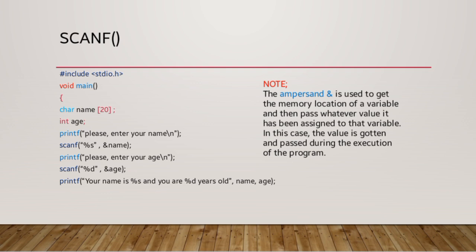And what is the final message? Your name is %s, which I explained earlier on, is going to be displayed in form of a string, and you are %d is going to be displayed in form of a decimal, years old. So what are the parameters that are going to be displayed? I have name and age. They are the two things that are going to be displayed. So the result we are actually going to see is, let's assume the person entered John Doe, your name is John Doe, and you are, let's assume the person input 5, so you are 5 years old.